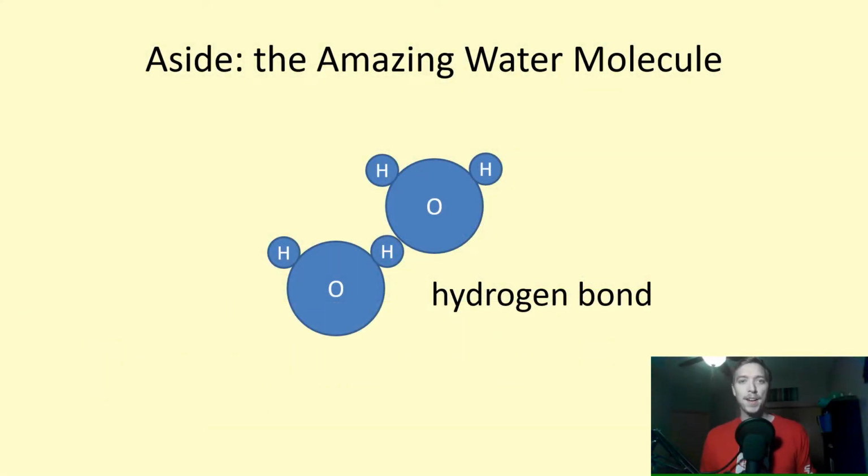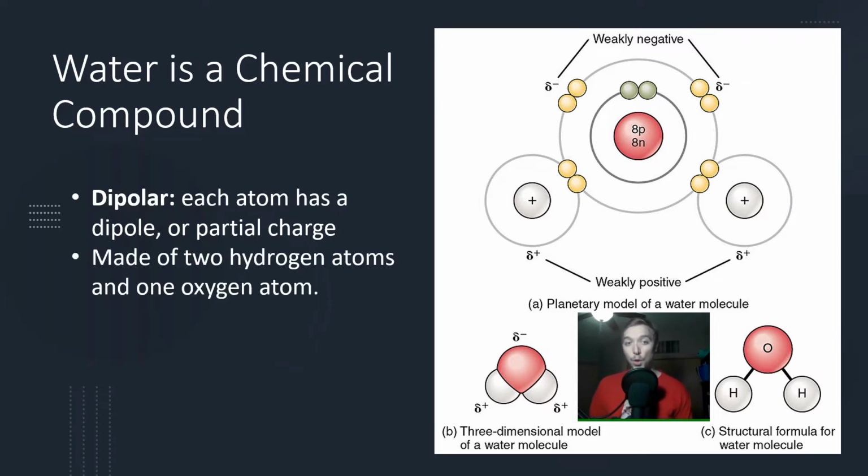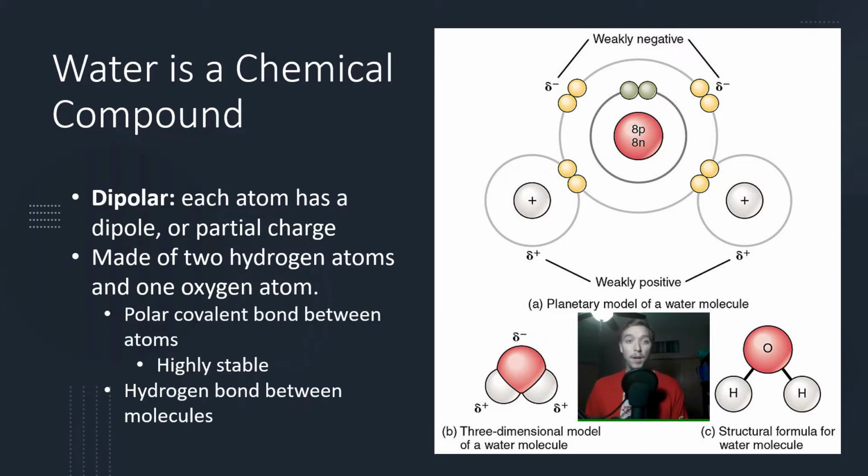So a quick aside, the amazing water molecule. Here it is in all of its glory. We see these two molecules bonded by a hydrogen bond. So water is a chemical compound. It's dipolar. Each atom has a dipole or partial charge. It is made of two hydrogen atoms and one oxygen atom, pretty obvious, H2O. And it is formed by polar covalent bonds between atoms, which are highly stable. It's one of the more stable molecules. And then the hydrogen bonds between molecules.